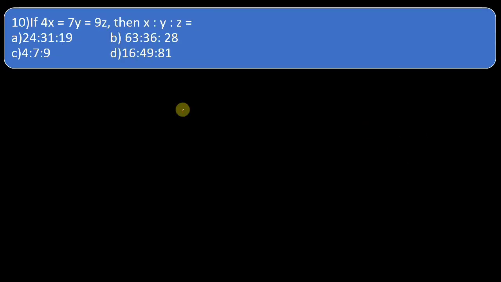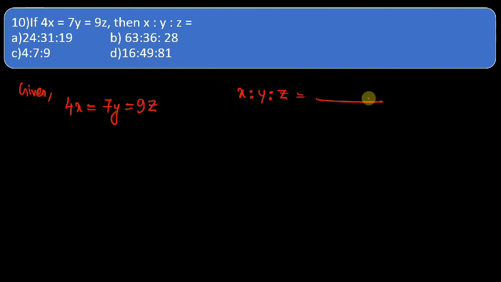Next sum. Now we are given that if 4x is equal to 7y is equal to 9z, and we are told to find the ratio of x is to y is to z. So what we have to do? Look, it is a very important sum.